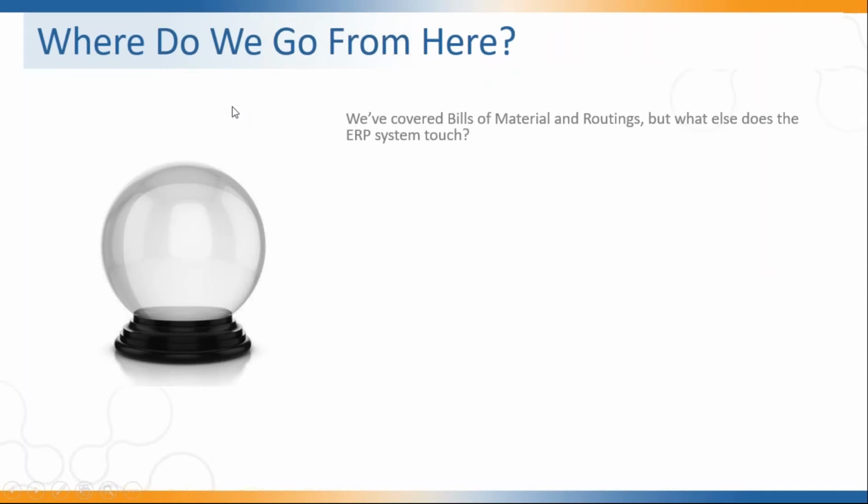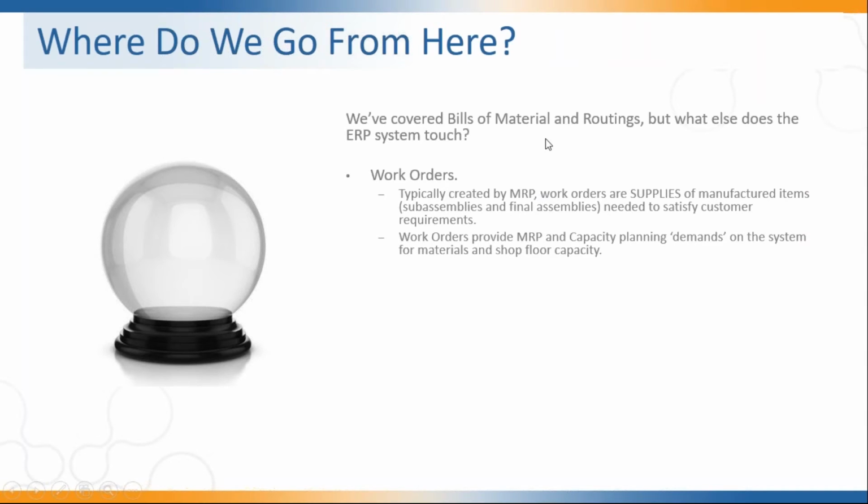So what's next? Where are we going to go from here? Well, in our time together, we've covered the bills of materials and the routings, but the ERP system touches a whole lot more than just the activity there on the manufacturing floor. We touched on work orders just a little bit today. Work orders are demands on the system to create something, to manufacture something, as opposed to buying something, buying parts.